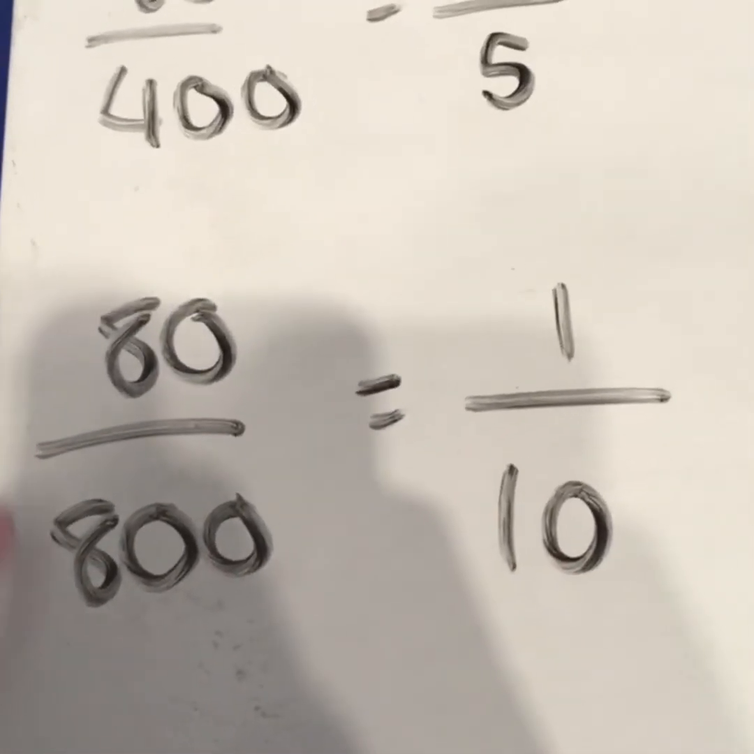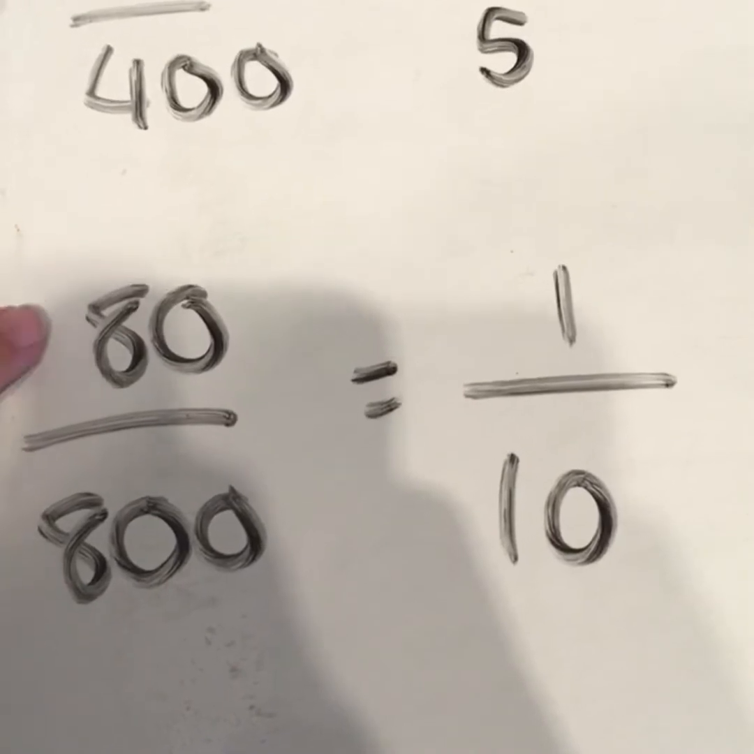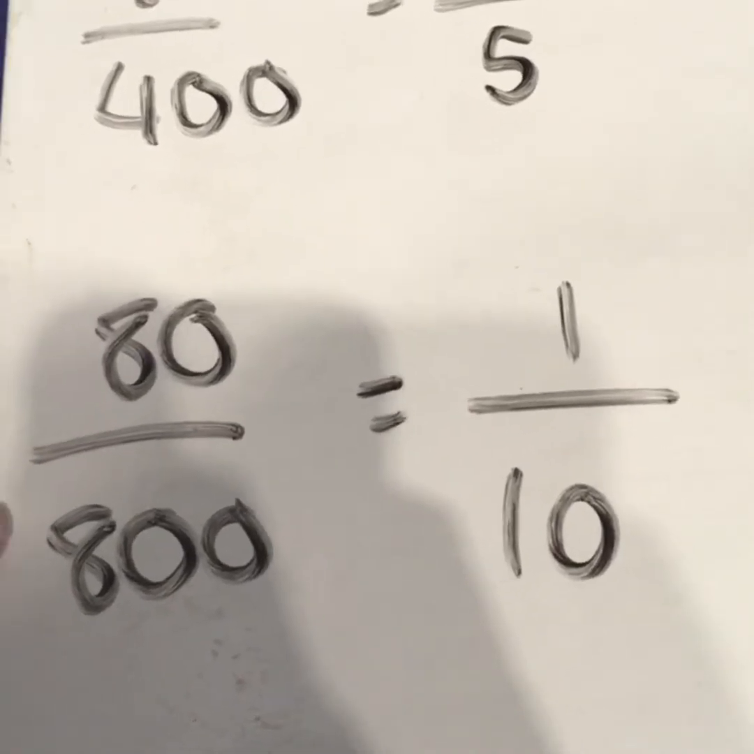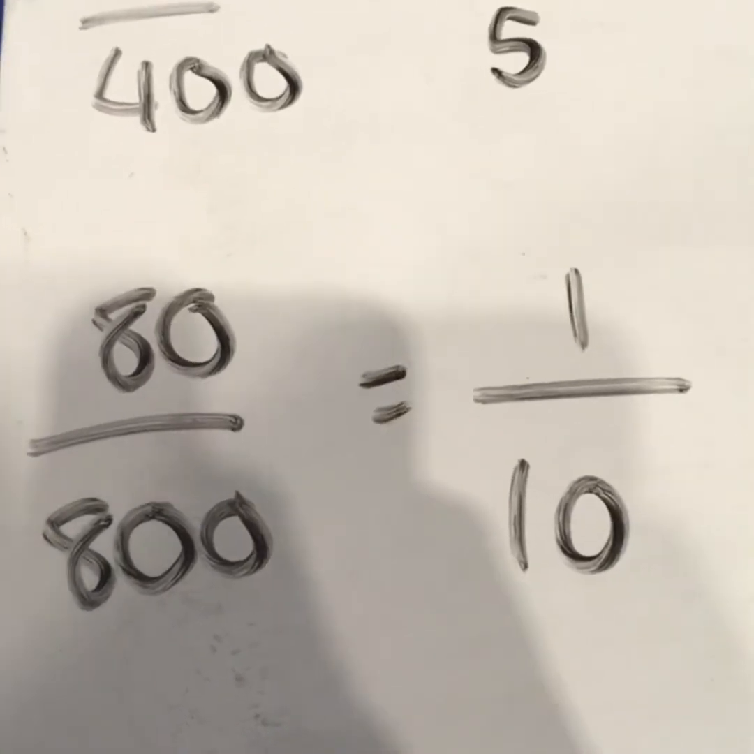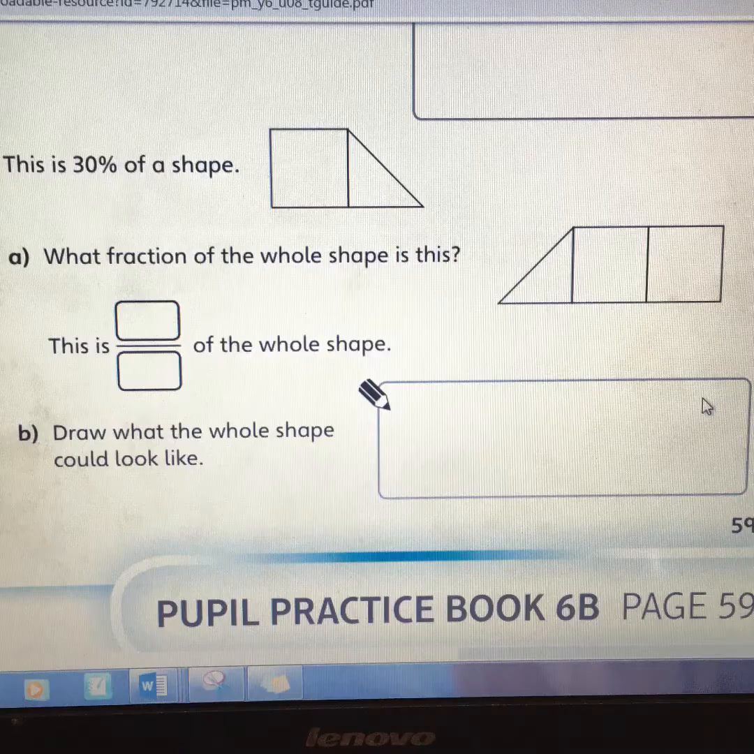So that would need 2 shaded triangles. So that would get me the 80. And then I would need 6 non-shaded triangles. You may have had a different solution to that as well.